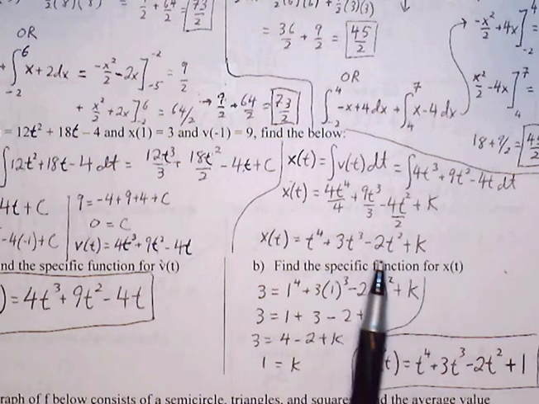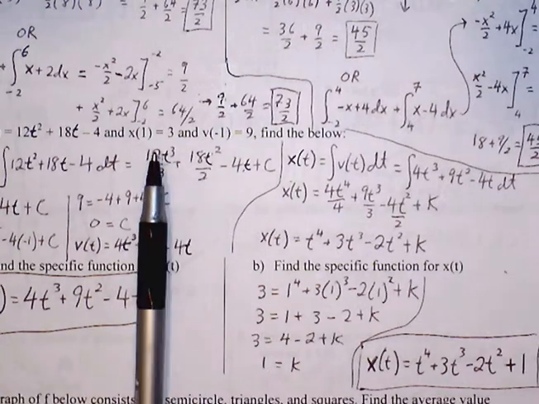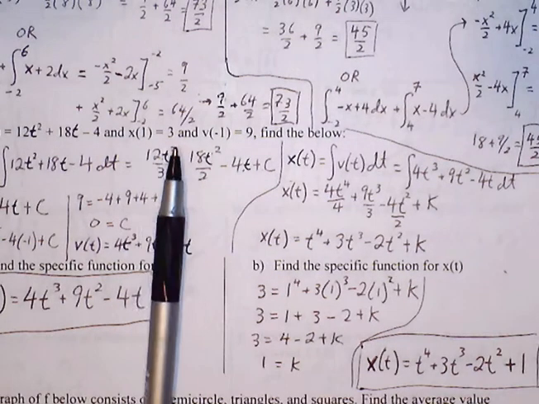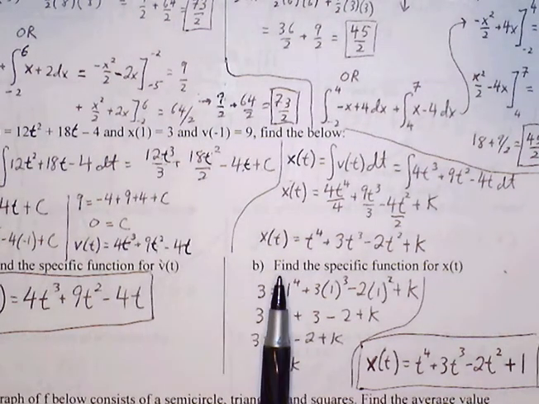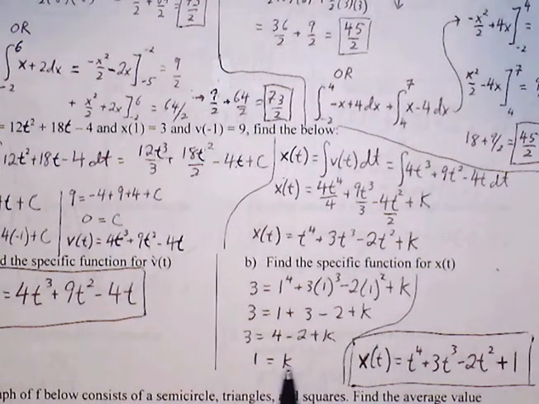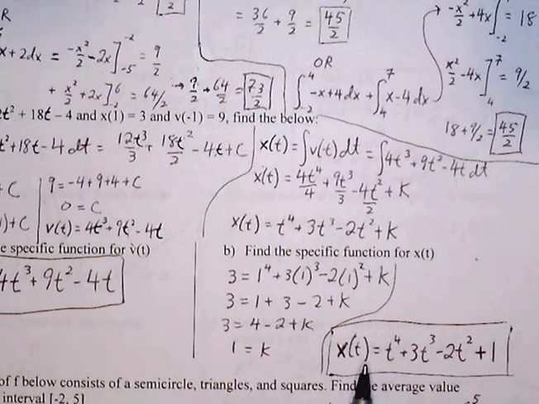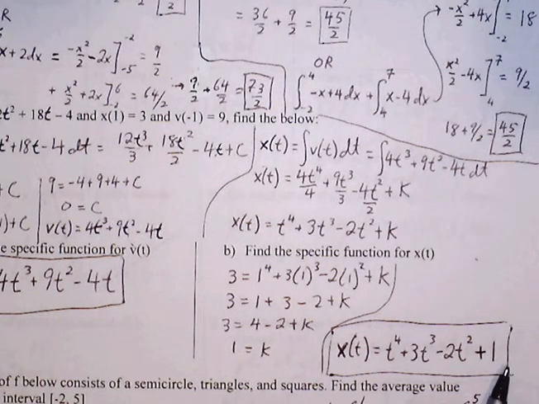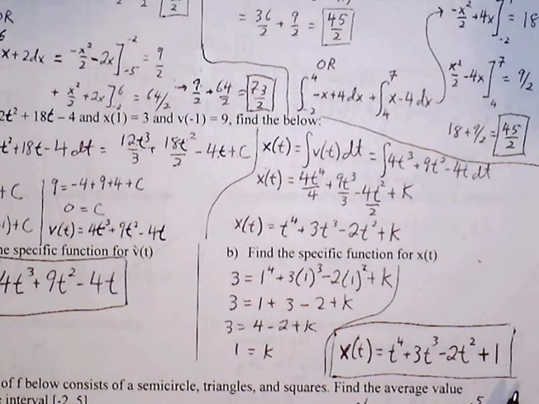And I do have an ordered pair for my position function. So plug in 1 for t, plug in 3 in for x of t, and I go through and solve for k. Okay, I solve for k, I get k is equal to 1. So I have my specific function for x of t: t to the 4th plus 3t squared minus 2t squared plus 1.